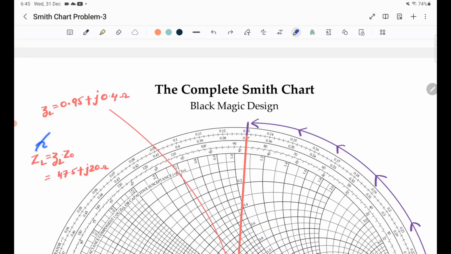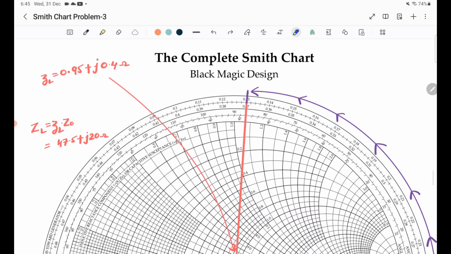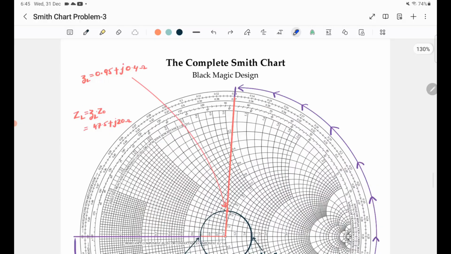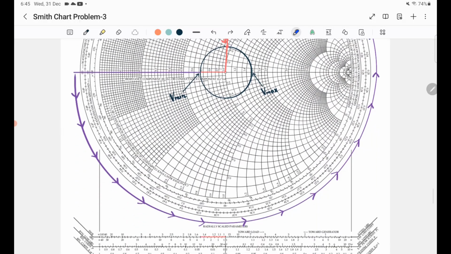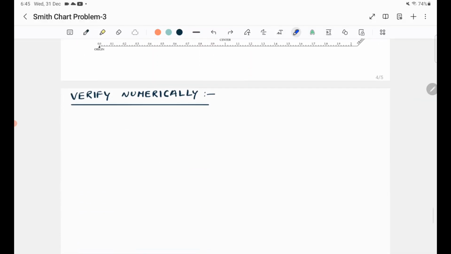Therefore, you can find the absolute value of the load impedance ZL by multiplying the normalized load impedance with the characteristic impedance of the line, which is given as 50 ohms. Therefore, you can find that ZL is equal to 47.5 plus j20 ohm. So using the Smith chart, we can easily find the value of the unknown load ZL. Now let us try to verify it numerically.